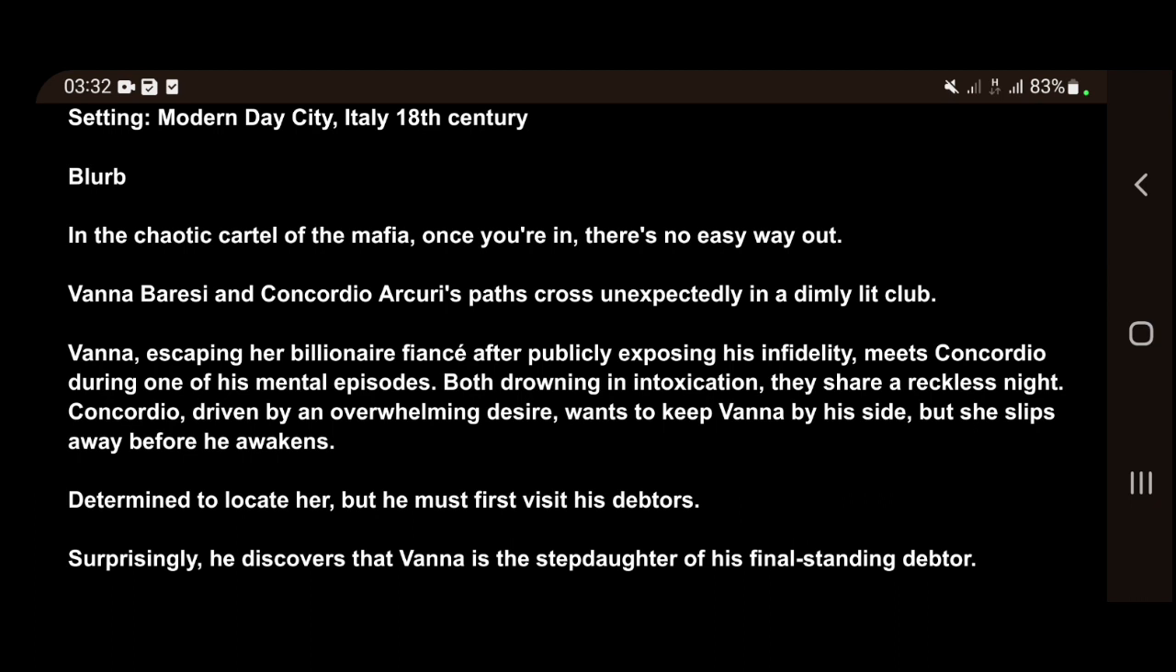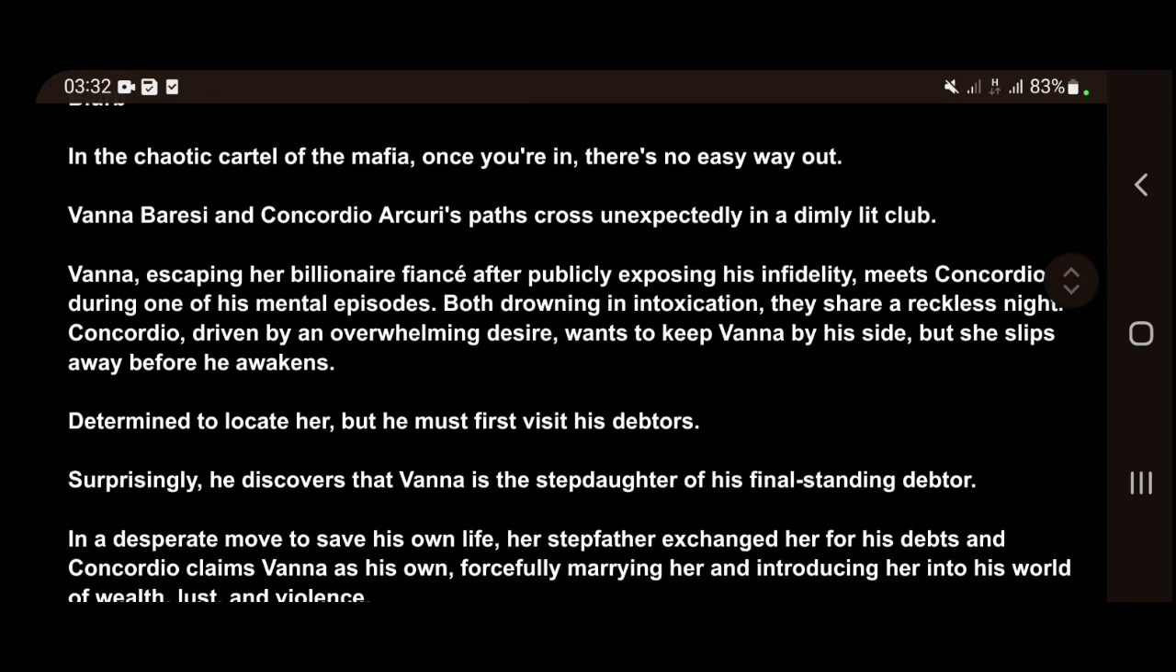So the blurb: in the chaotic cartel of the mafia, once you are in, there is no easy way out. Vanna and Crocodile's paths cross unexpectedly in a dimly lit club. This name, don't mind me the way I'm pronouncing it, I'm not an Italian woman. Vanna, escaping her billionaire fiancé after publicly exposing his infidelity, meets Crocodile during one of his mental episodes. Both drowning in intoxication, they share a reckless night.